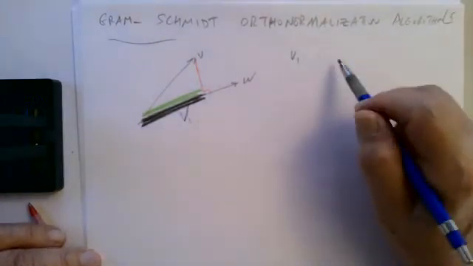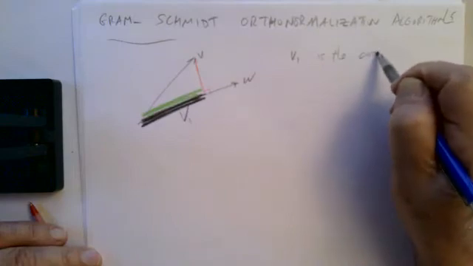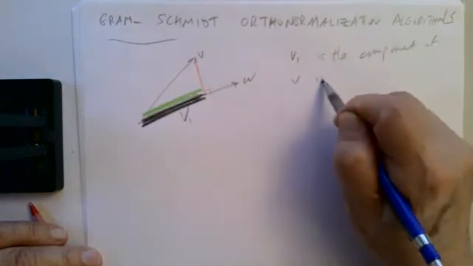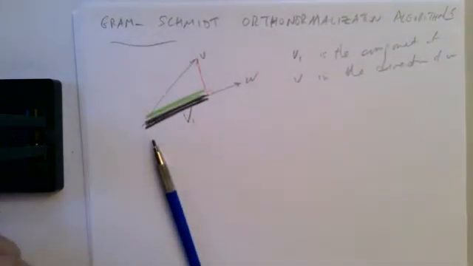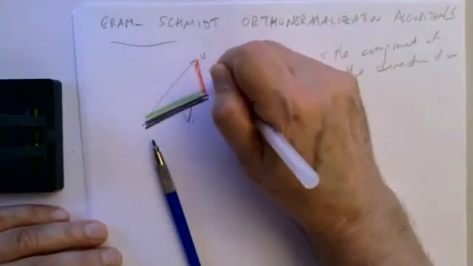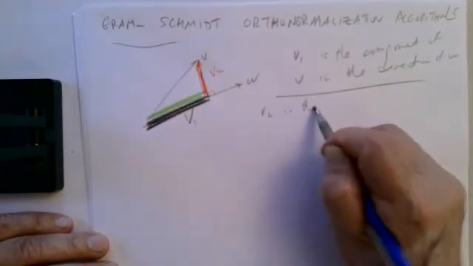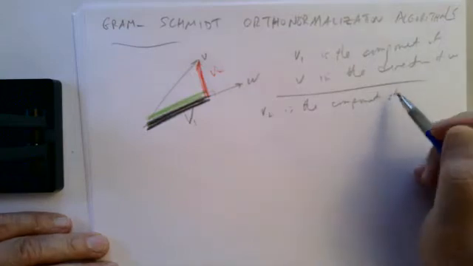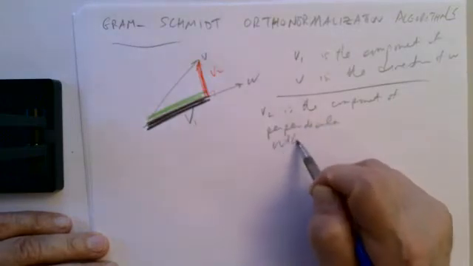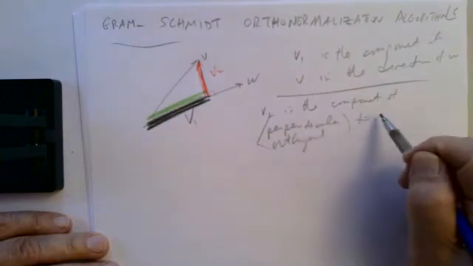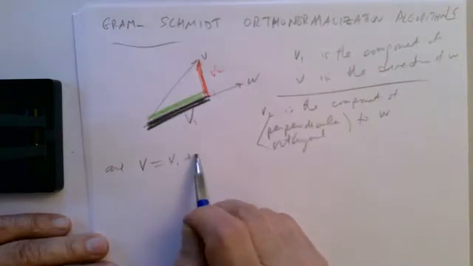So v1 is going to be a vector parallel to w, and we're going to call v1 the component of v in the direction w, and this vector I'll call v2. v2 is the component of v perpendicular or orthogonal or normal to w, and I've decomposed v into v1 plus v2.